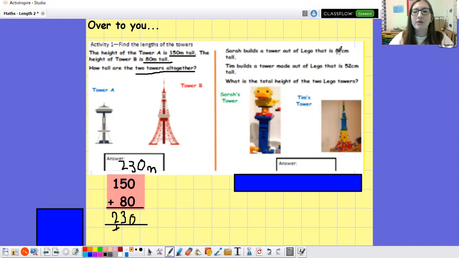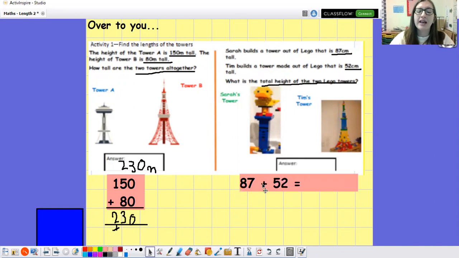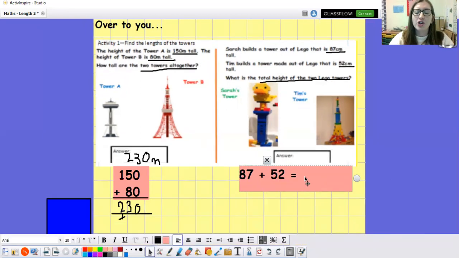Our next one then. Sarah builds a Lego tower that is 87 metres tall. Tim builds a tower that is 52 centimetres tall. What is the total height of the 2 Lego towers? So for this one, you should have done 87 add 52. And you might have chosen to partition it. I might partition this one.